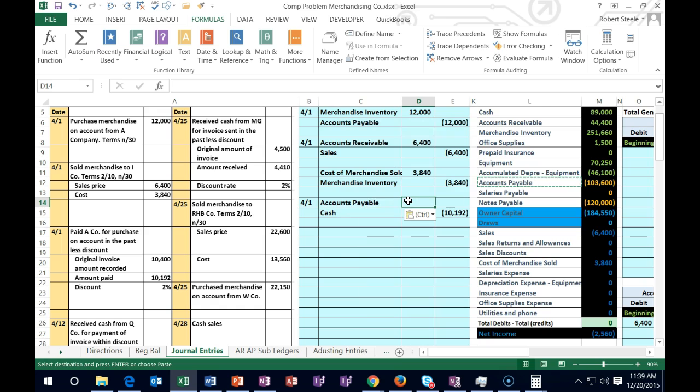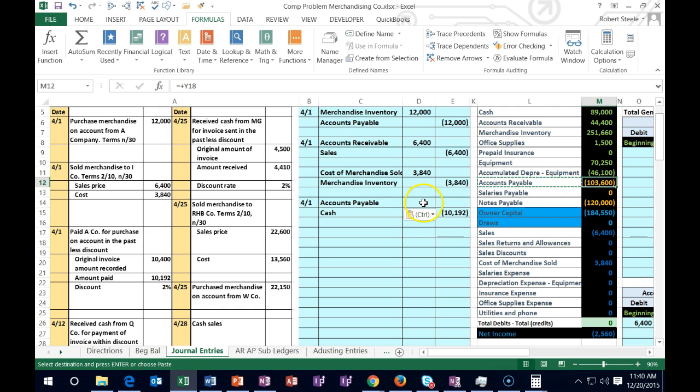Now the difference here though is that we're not going to debit for 10,192. Why? Because we put it on the books. What's included in this number is that 10,400. That's how much we included in there when we made the purchase. Therefore, we got to take the full amount out.